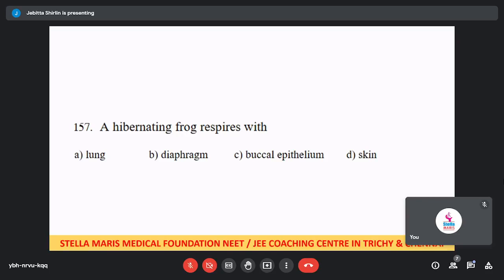Conditions with lack of food. Lack of food. Okay. To be more specific, give me a more specific answer. Can you tell me the difference between hibernation and estivation? Winter sleeping animal. Winter sleeping animal. So very good. So hibernation is winter sleeping, and winter sleeping is the condition to escape from extreme cold.